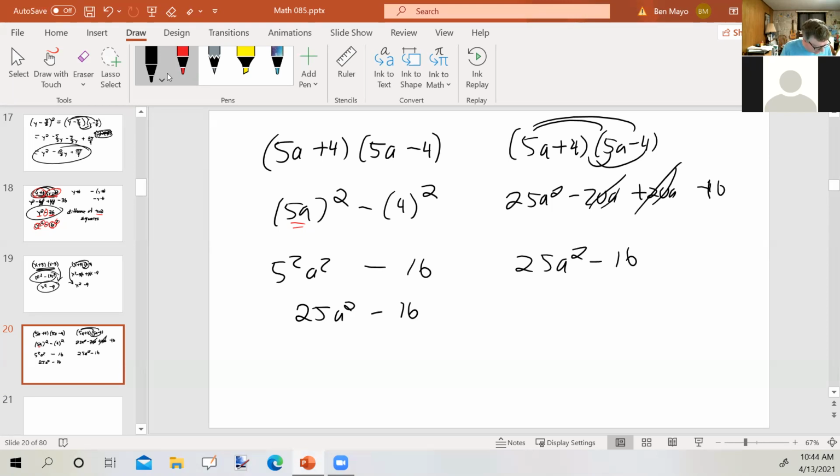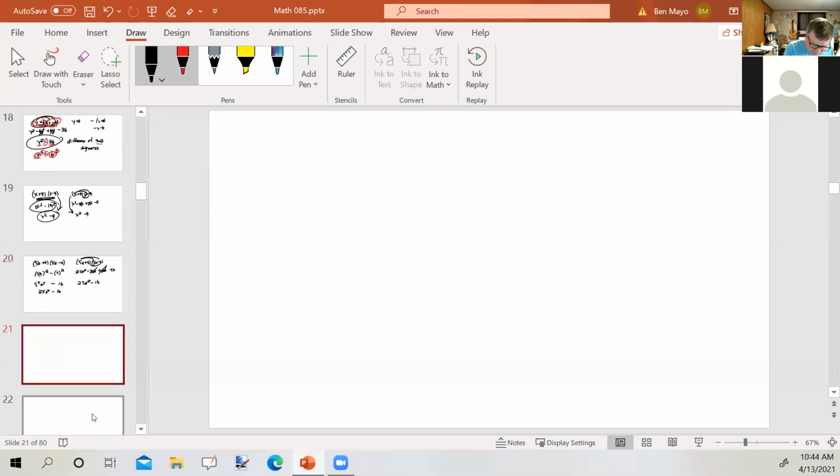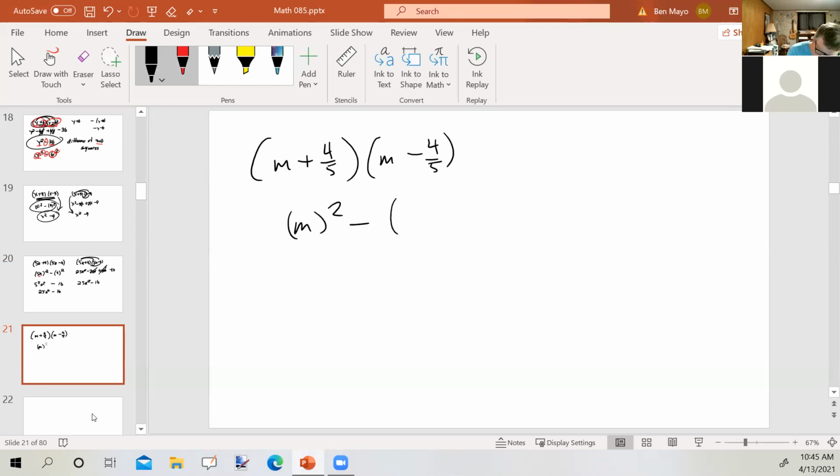All righty. Let's take a look at another situation. We have m plus 4/5 times m minus 4/5. So this is going to be m squared minus 4/5 squared, which would be m squared minus 16/25. Any questions how I got that? And as I mentioned before, you could FOIL it and cancel out the two middle terms and still arrive at the same answer.